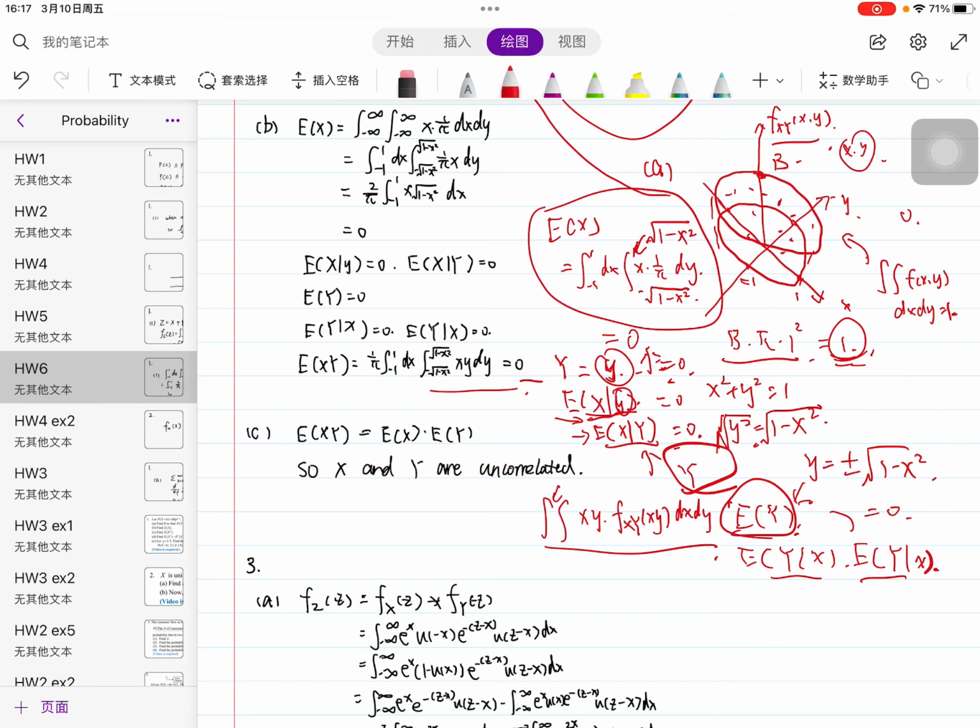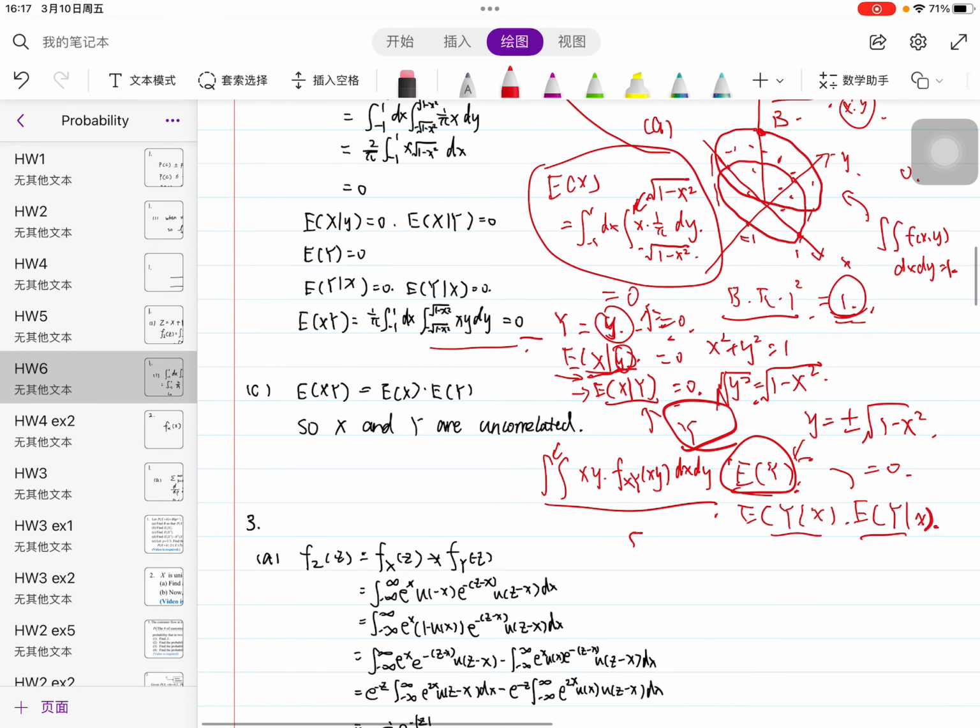On the third question, it asks us to prove whether x and y are uncorrelated or not. From the last question, we get that the expected value of x and the expected value of y are all equal to 0. And also the expected value of x times y is 0. So this is equal to E[x] times E[y]. That is the definition of uncorrelated. So x and y are uncorrelated here.